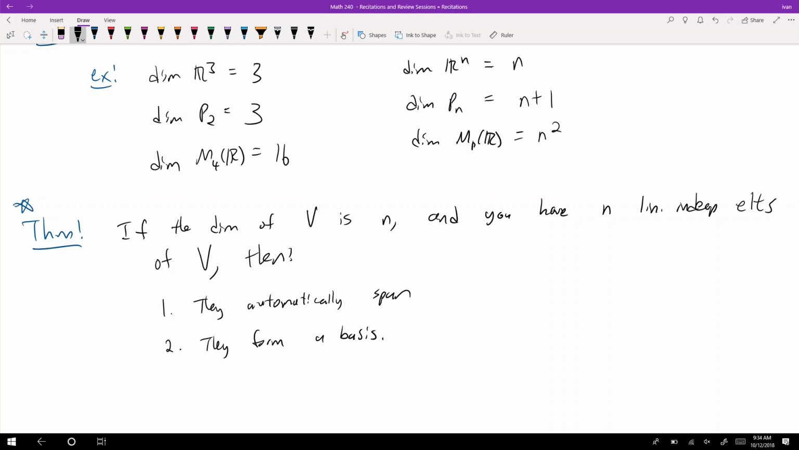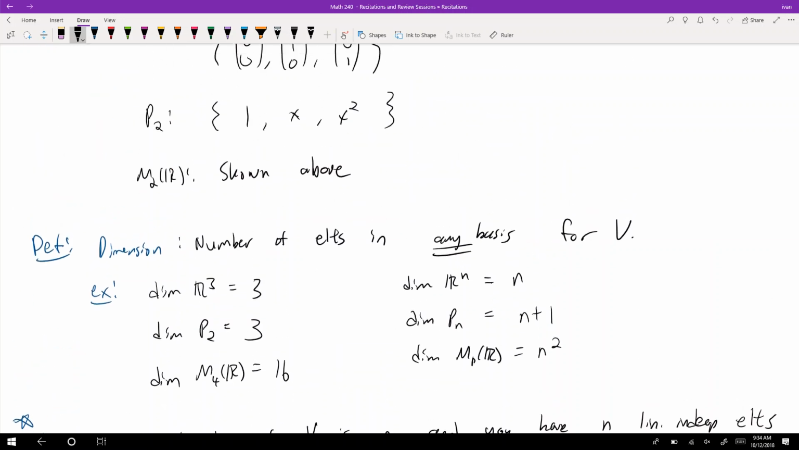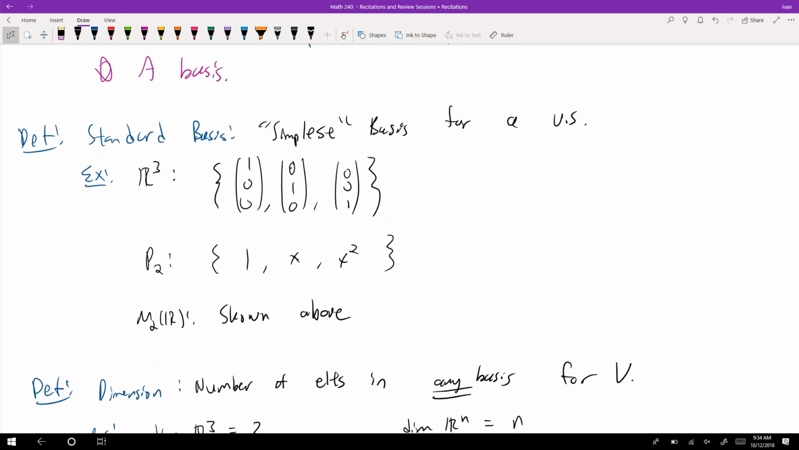So how do I know this? Well, the dimension of a vector space, you can't have more vectors than the dimension in your basis, right? So let's think of R3. Let's say I had 1, 0, 0, 0, 1, 0, 0, 0, 1, right? And you gave me a 4th vector. Well, I can create that 4th vector from these 3 that I already have, right?